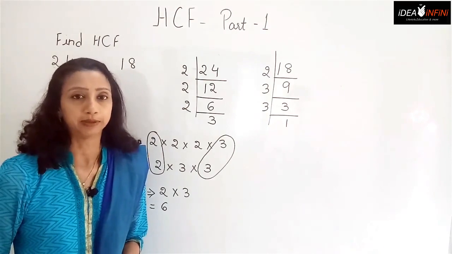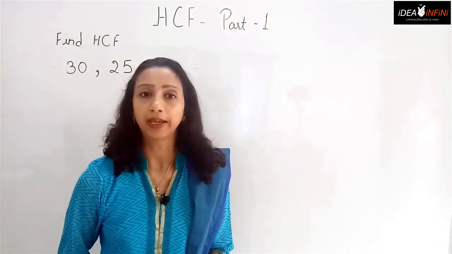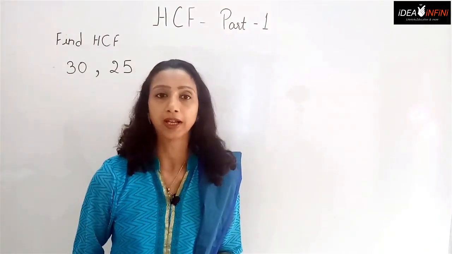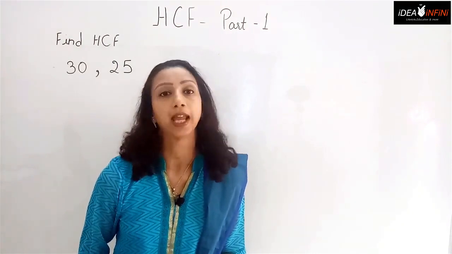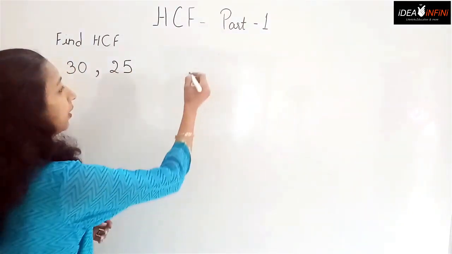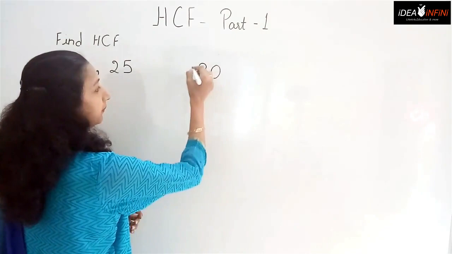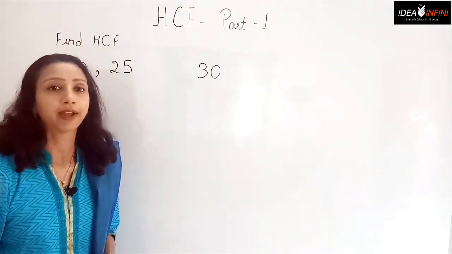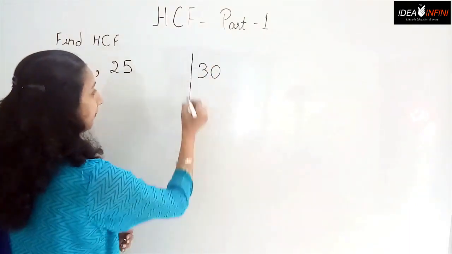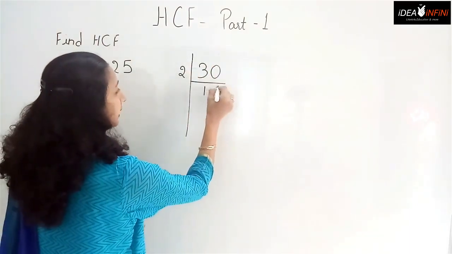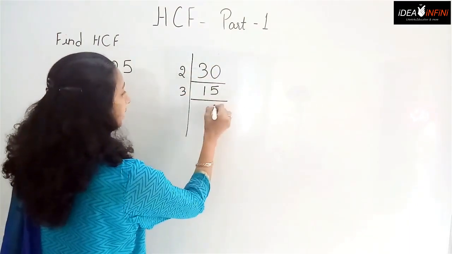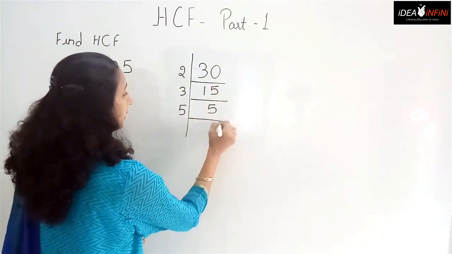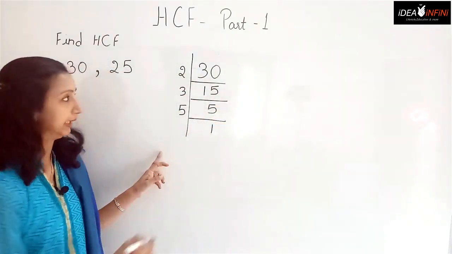Let's see another example. We have seen the example of 18 and 24. Now let's find out the HCF of 30 and 25. Once again, we have to find out the factors of 30 and 25 separately. So 2 15s are 30, then 3 5s are 15, and 5 1s are 5. These are the factors for 30.